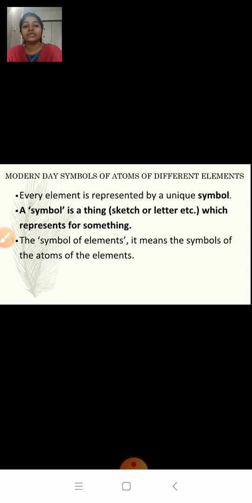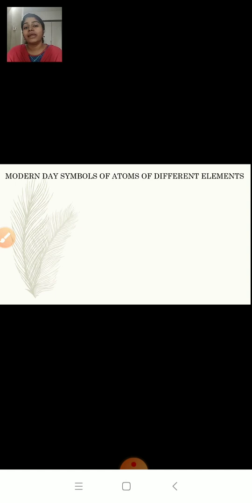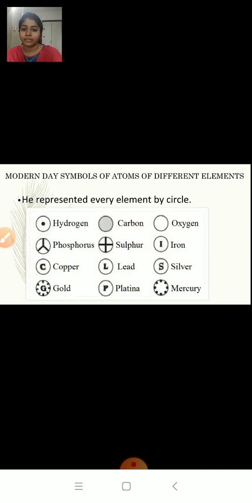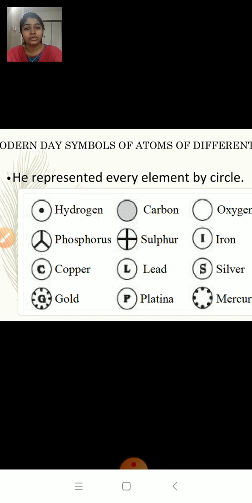Now John Dalton was the first scientist to use symbols for elements. Dalton knew that elements are made up of the same kind of atoms, and he knew that atoms are spherical. So he represented every element by a circle. You can see these in the picture. These symbols are given by John Dalton.